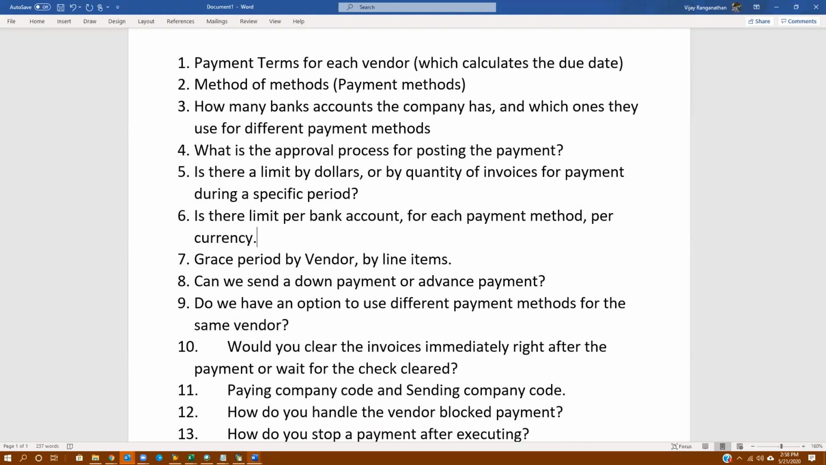So let's say we do a direct transfer, wire transfer, direct deposit. For direct deposit, you could decide which bank account to use for which currency. For US dollar, I use this. For Mexican peso, I use this. For Canadian currency, I use this, right? So you can have multiple bank accounts. That's called bank determination.